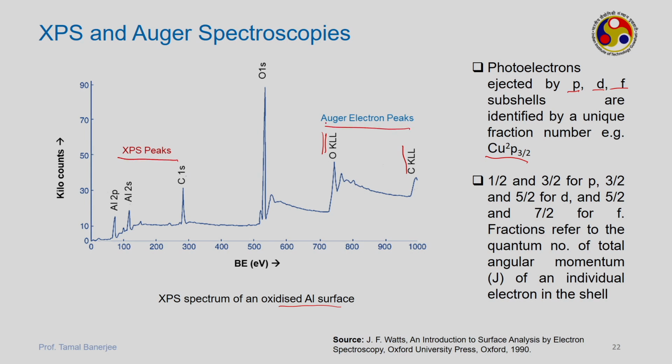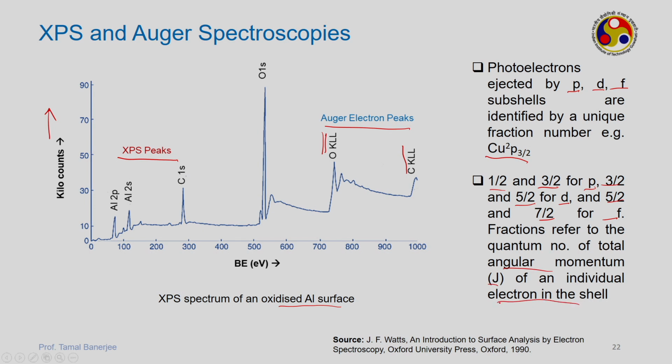These are actually plotted on the same plot, the binding energy plot as shown here, and these are the counts. What is the energy of the photoelectron coming out? Although it is not shown here, 1/2 and 3/2 are allotted for p type orbitals, 3/2 and 5/2 for d type orbitals, and 5/2 and 7/2 for f type orbitals. The fractions refer to the quantum number of total angular momentum of an individual electron in the shell.